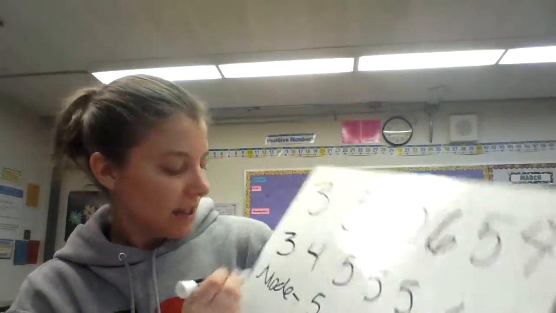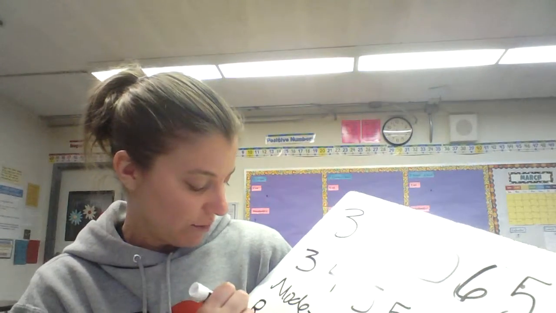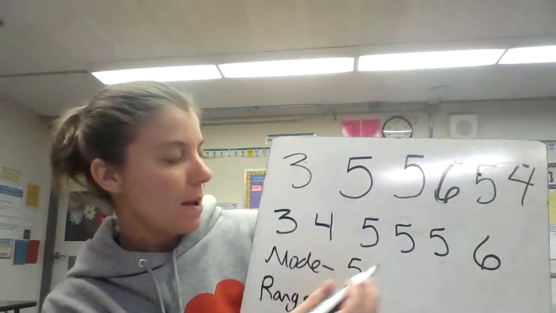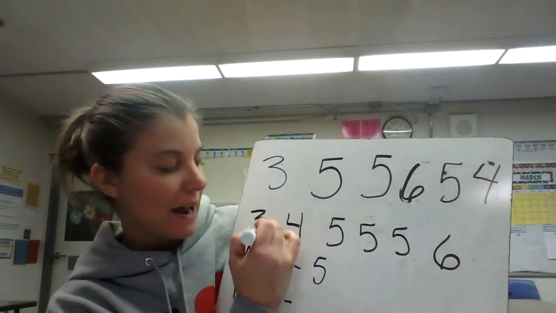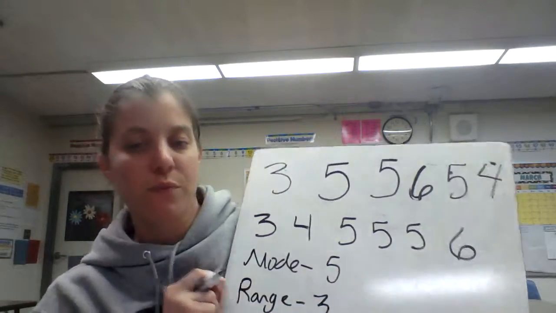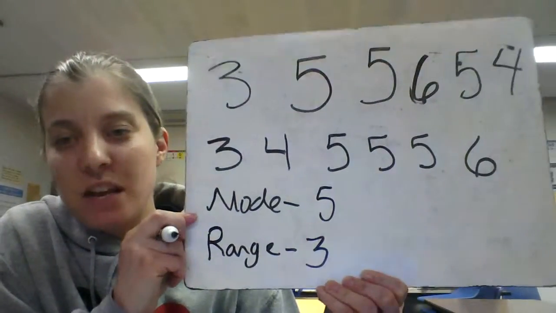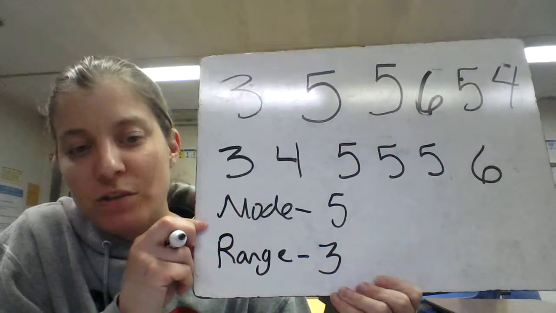Okay, next let's do range. That's another pretty simple one. Remember, biggest minus smallest. So 6 minus 3 is 3. Our range is only 3. In the letters of people in my family, it's only a spread of 3.